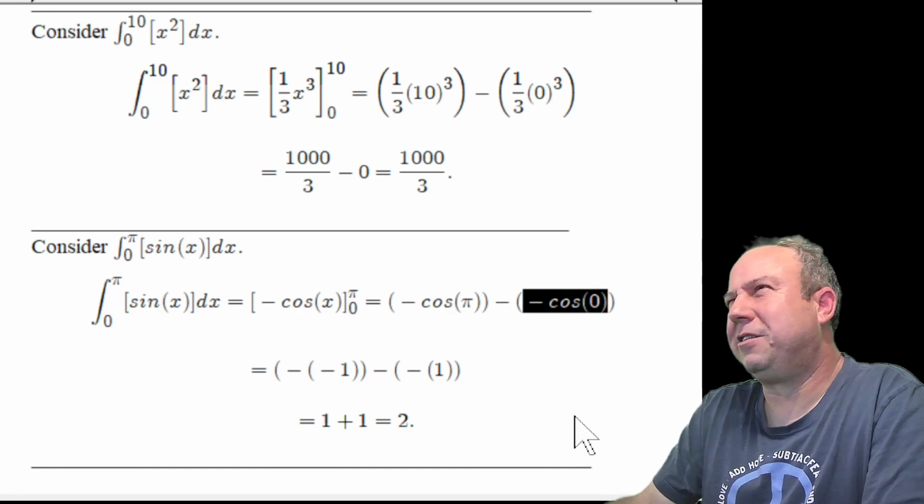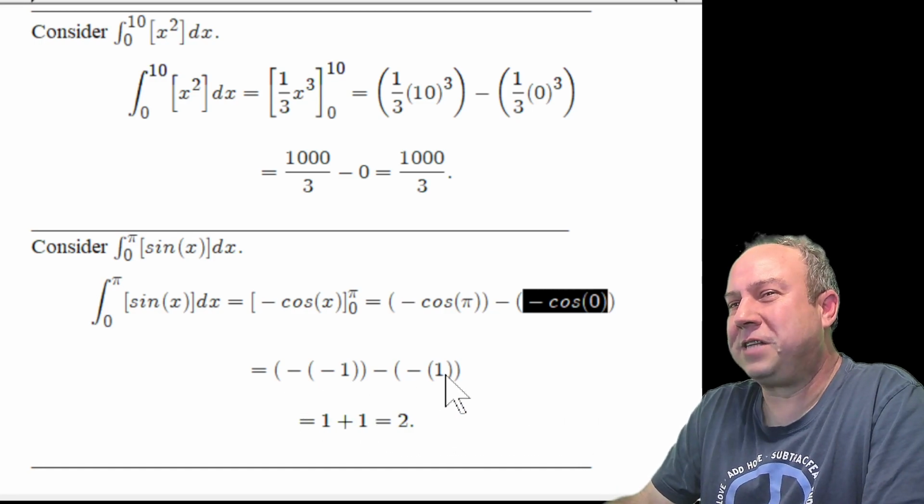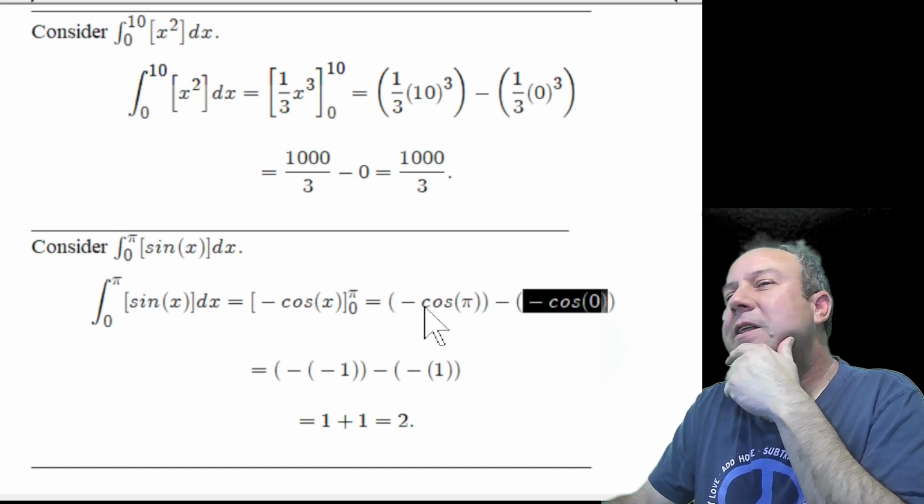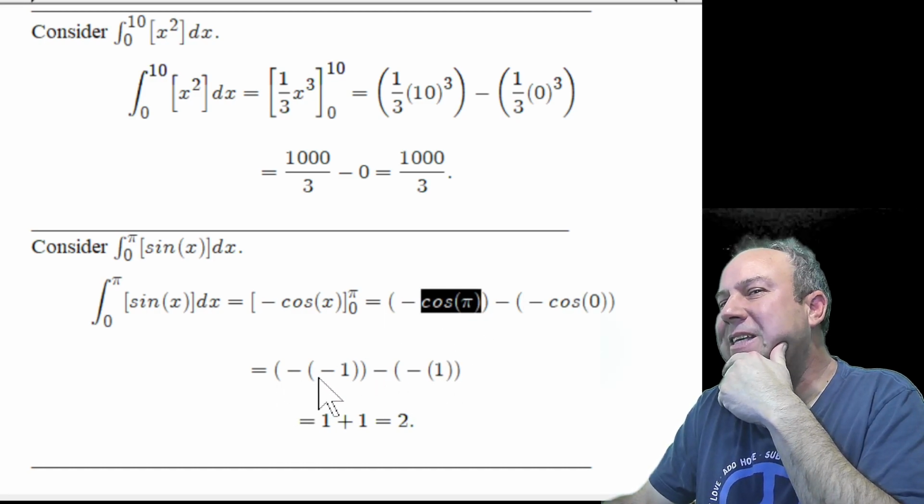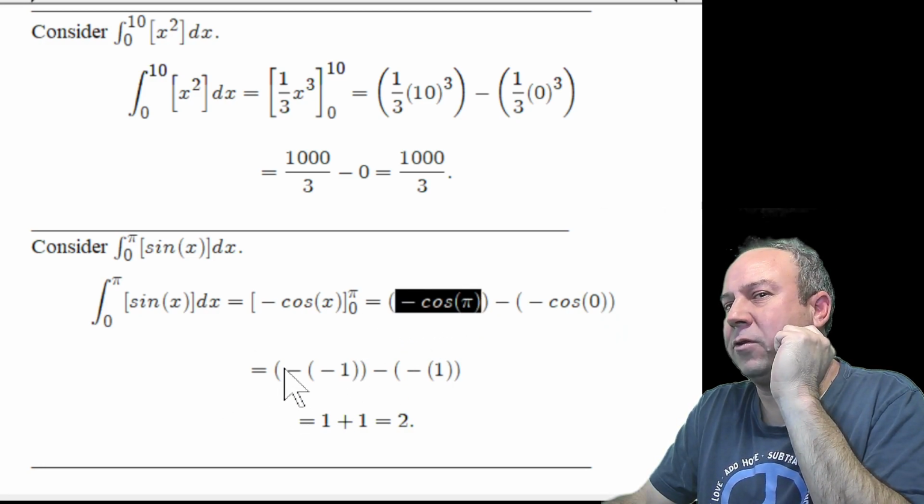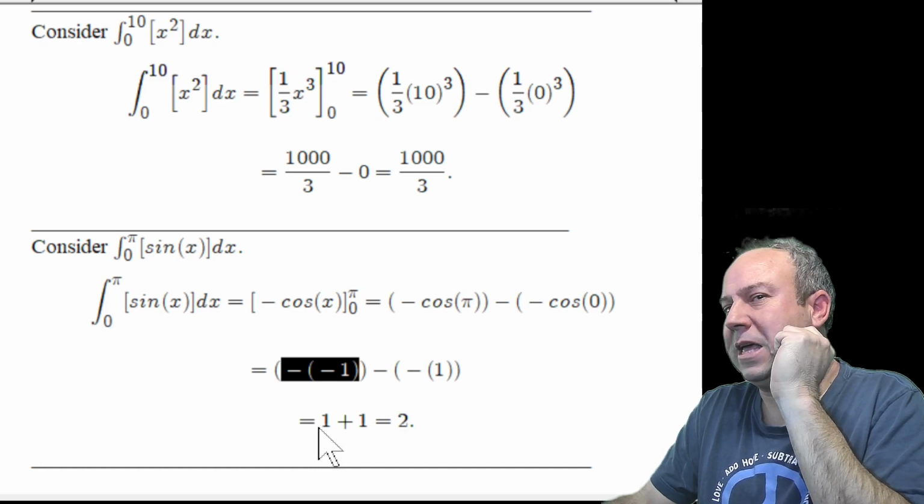I said this is a little cleaner, but not much. Look at all those negatives. Right? You got to watch that as you clean this up. The cosine of pi is -1. So I'm going to have the opposite of that as my first term. That's positive 1.